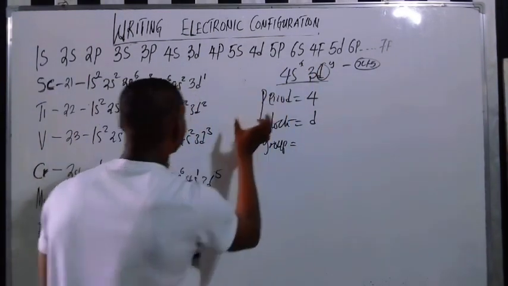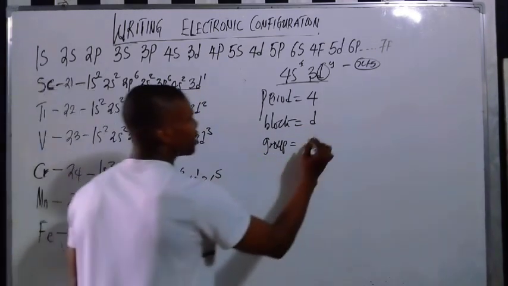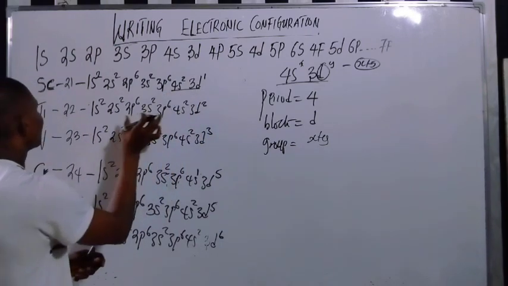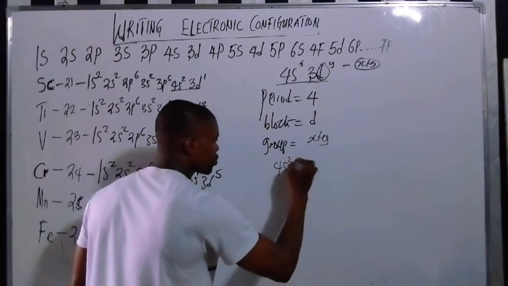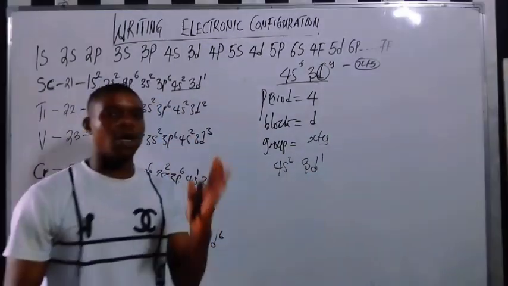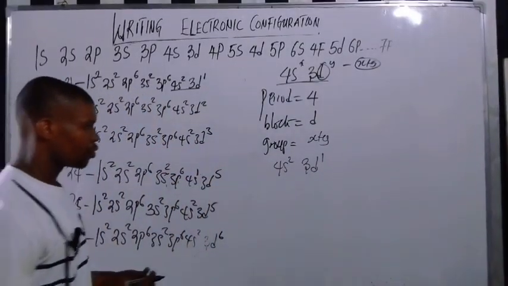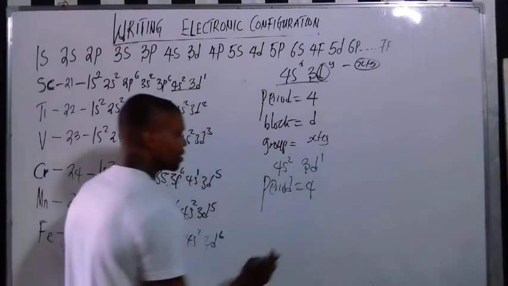So let us take this one here. The group is going to be s plus d. Can you see that? Whenever you see the transition metals, it's going to be 4s2, 3d1. Now, the period is always my highest energy level, and my highest energy level here is 4. So it's going to be period 4.